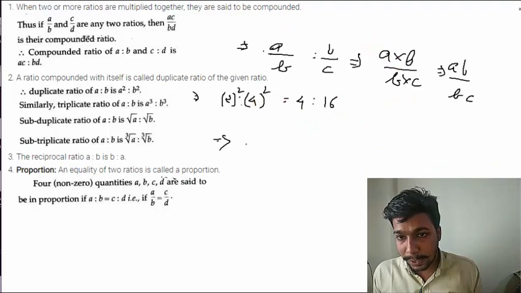Then sub-triplicate ratio. Sub-triplicate ratio is what? For example, we have AB, then sub-triplicate ratio is the cube of AB.